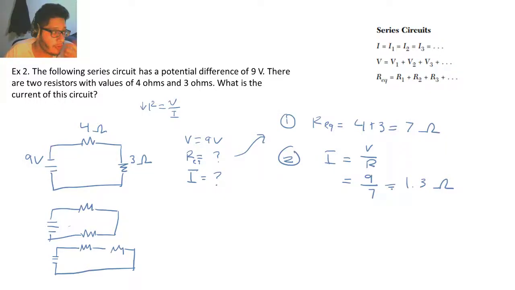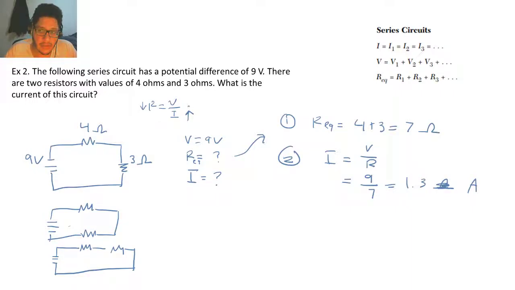The current from before was 0.56 amperes. This one is 1.3. Sorry, this should say amperes, not ohms. This is 1.3 amperes. So as I increase my resistance, my current decreases. If I decrease my resistance, then my current has to increase. It's an inverse relationship. We talked about this a little bit on the last one. Okay, so that's series circuits.